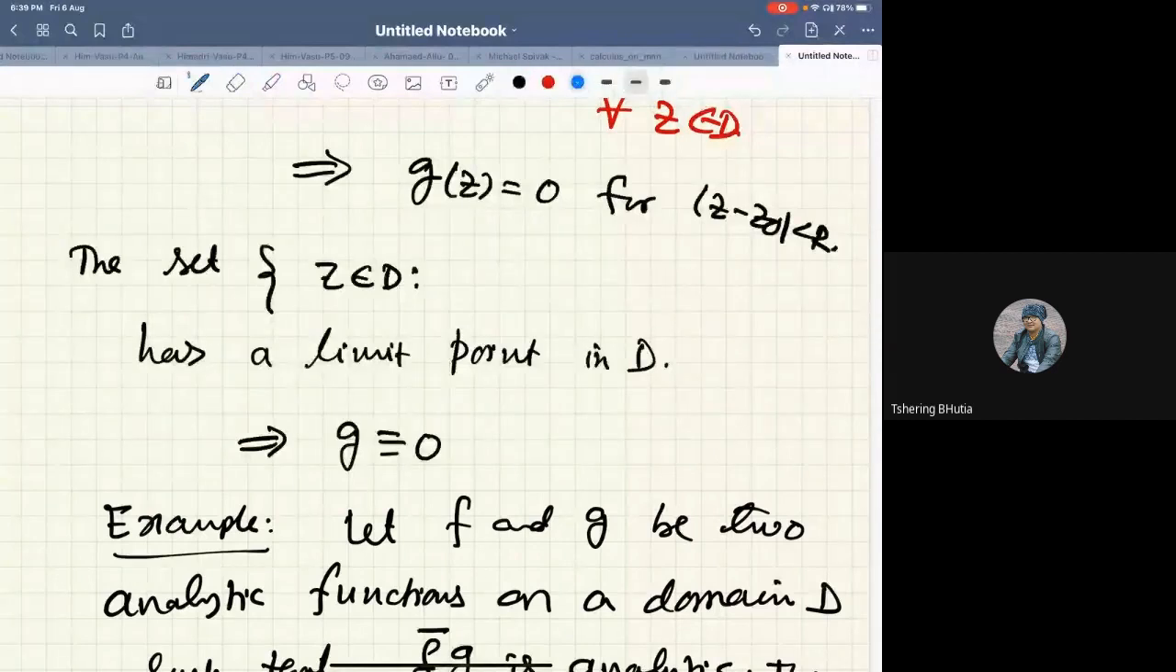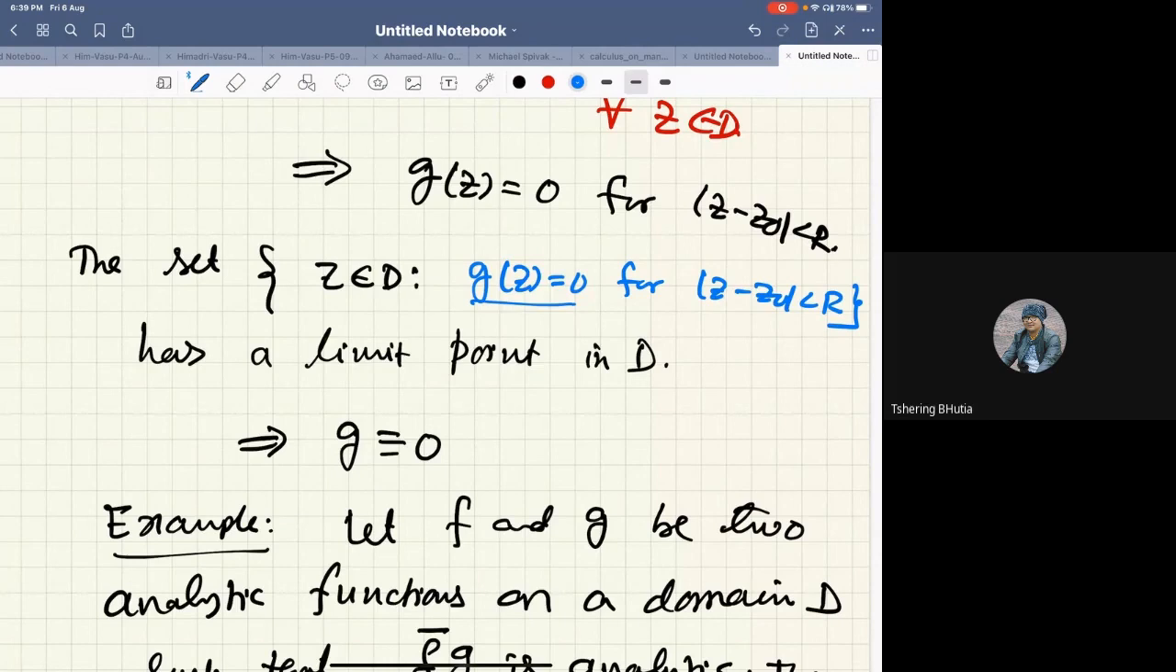The set of z where g of z equals 0 for mod z minus z naught less than R, this is the set you are taking. Okay, it has a limit point. What it means is that your g is 0 in the neighborhood of z naught. Therefore this set has a limit point in D.